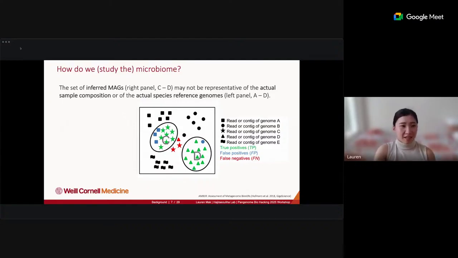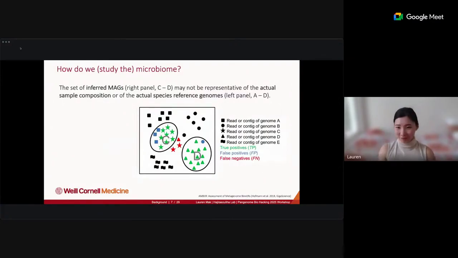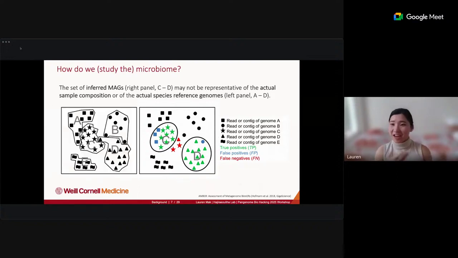Let's say that, going back two slides, after you get your sequencing reads, you try and assemble them into contigs, and then you try and cluster those contigs into MAGs. The clustering process itself is obviously not perfect. So let's say we've clustered together most of the green stars and most of the green triangles. We miss some of the sequencing content entirely, namely some of the triangles and some of the stars. And of course, all the stuff we didn't sequence. So the set of reconstructed MAGs may not actually be representative of the actual sample composition, which actually looks like this.